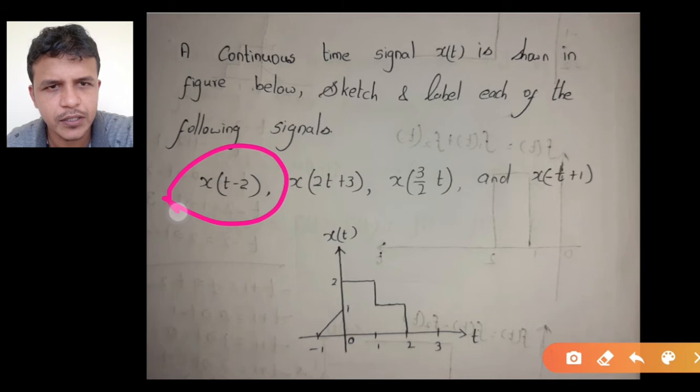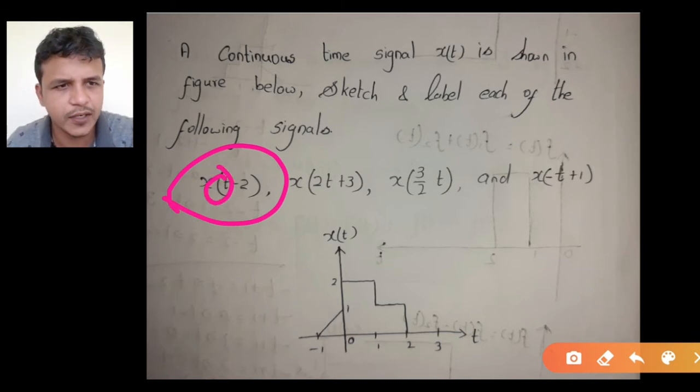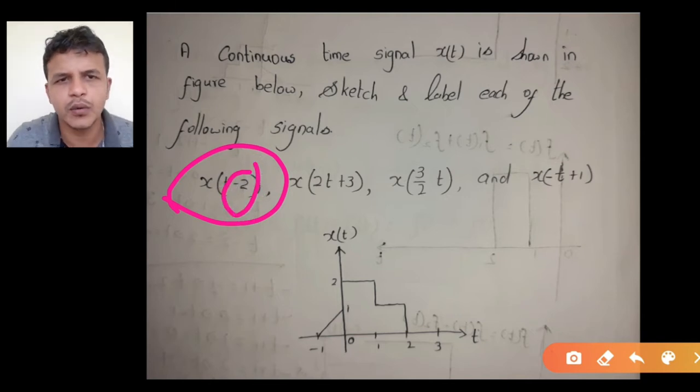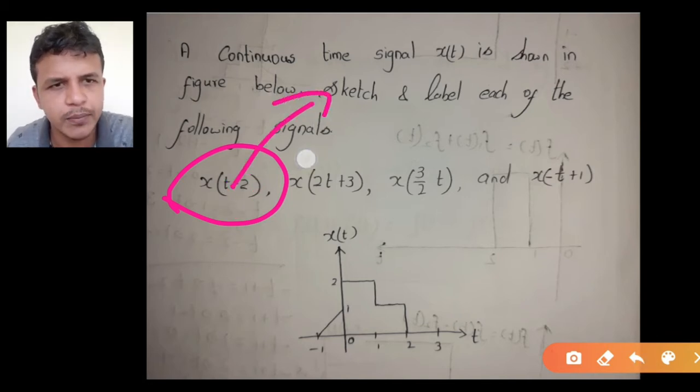In x of t minus 2, there is no negative sign before t, whereas after t there is a number with negative sign. Since t is positive and following t there is a number with negative value, we can conclude that it is a time delayed signal. So x of t is time delayed by 2 units.